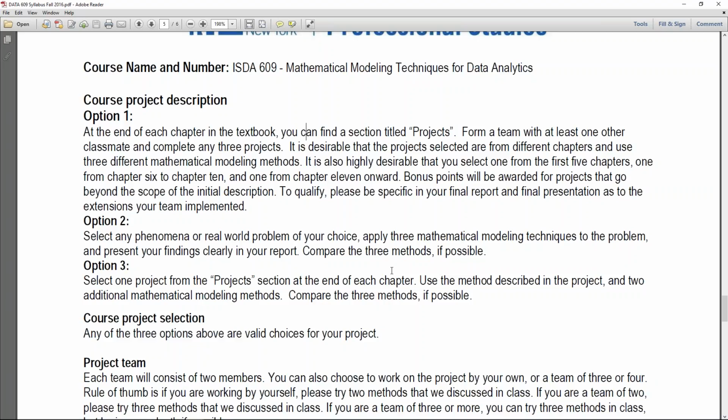So bonus points will be awarded for projects that go beyond the scope of the initial description. To qualify, please be specific in your final report and final presentation as to the extension your team implemented. So that's option one. In the textbook, there is a section called projects. The majority of them are a little bit more than the homework problem, just a little bit of extension beyond the homework problem.